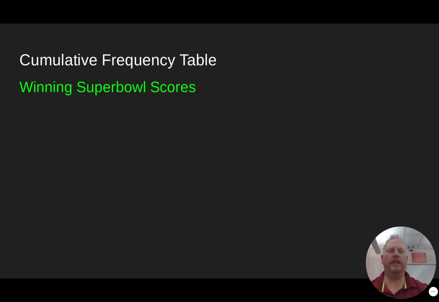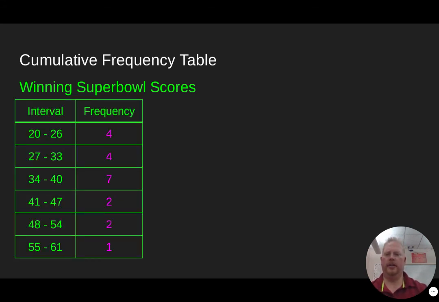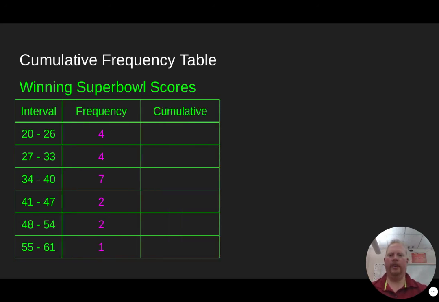Let's do the same thing for the winning Super Bowl scores. There's our frequency table. Let's add that third column. Start off with 4 in our cumulative, and then take 4 plus 4, and you get 8. 8 plus 7 gives you 15. 15 plus 2 is 17. 17 plus 2 is 19, and 19 plus 1 is 20. So that's all you have to do to make a cumulative frequency table. Not much more difficult than making the actual frequency table itself.